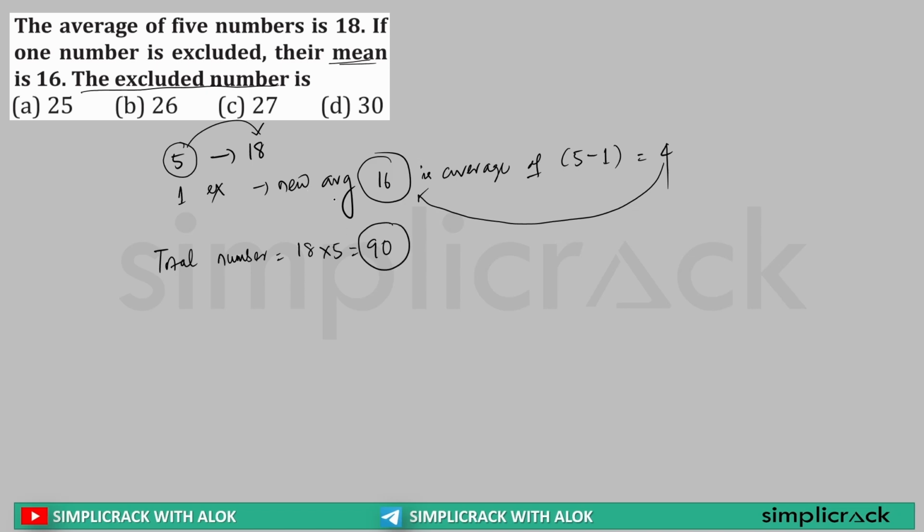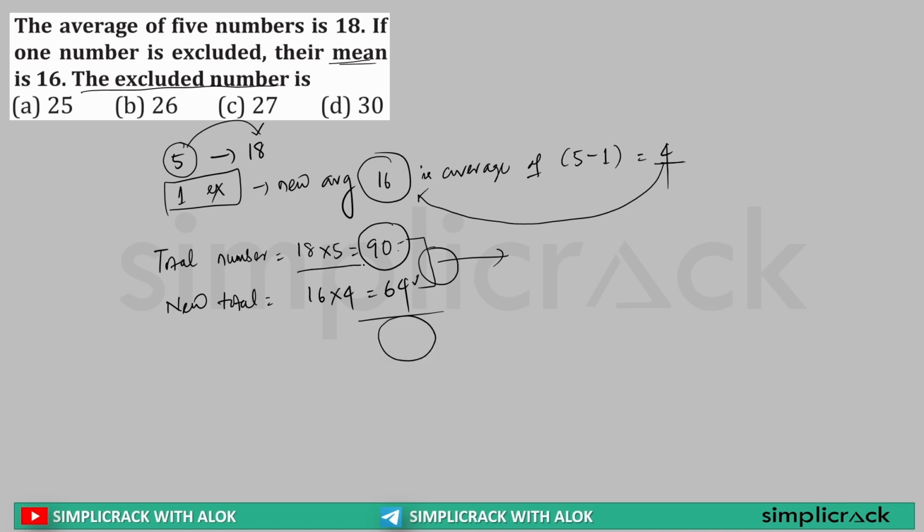Now, once one number has been excluded, what is their new average? So the new average is 16. And how many numbers are there? 4 numbers are there. So the new total is what? 16 into 4, 64. See, when I excluded someone, that means his value has been taken out from here. Yes or no? So if I deduct this value from this value, I will understand the value that has been taken out. Yes or no?